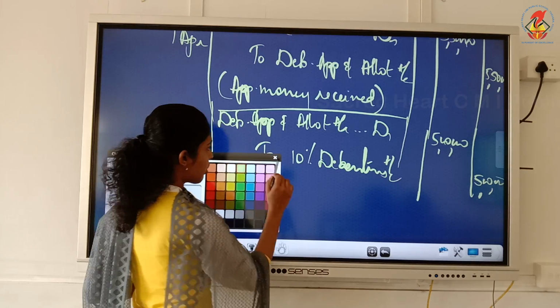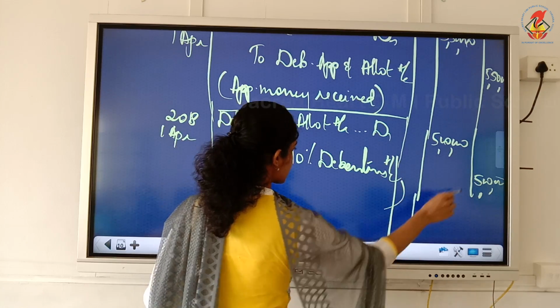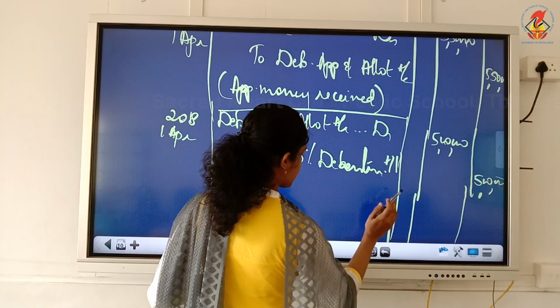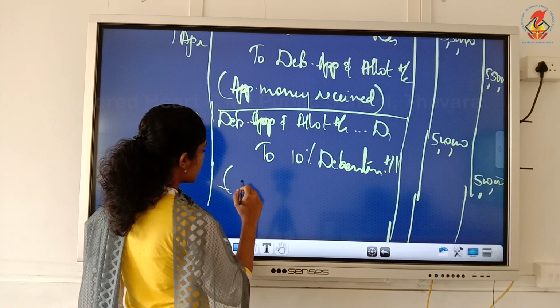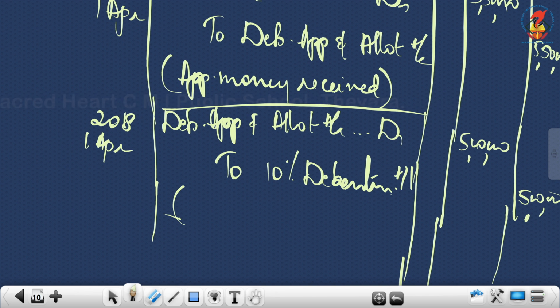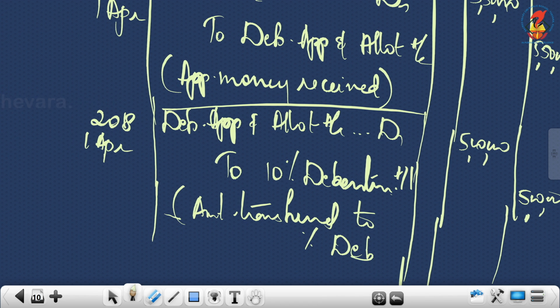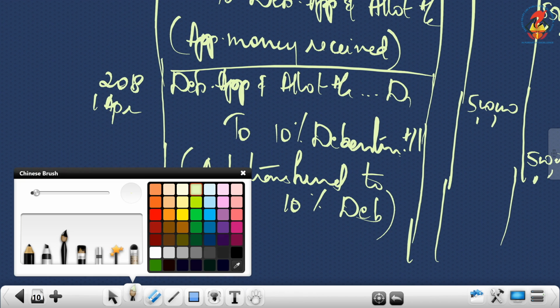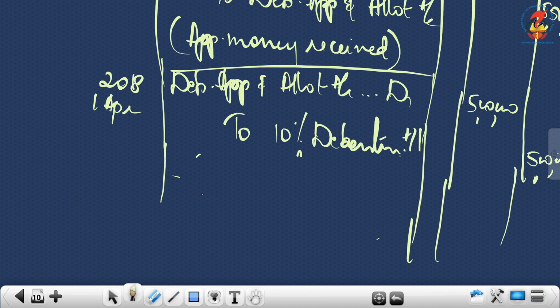This is the actual amount you received, or you can write, sorry, not received, this is the amount you are transferring to debentures account. Amount transferred to 10% debentures, or you can write debentures allotted. Debentures allotted is enough.